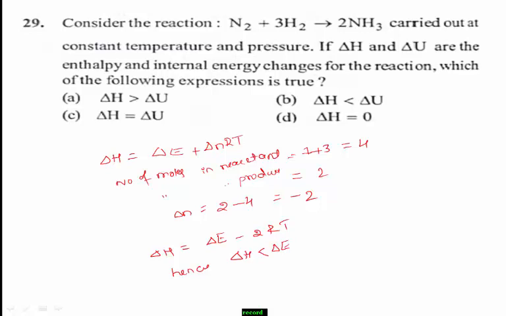Remember students, delta U equal to delta H plus 2 RT. Delta U is greater than delta H, but given the option delta H is less than delta E. Here E means internal energy, you take U or E, here I take E, right? Yes, which one is the right answer? Delta H is less than delta U. Therefore option B is the right answer.